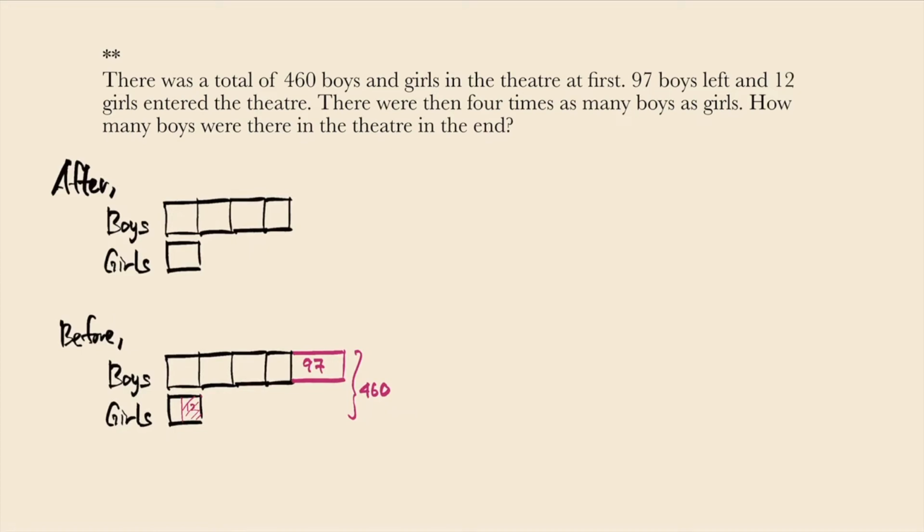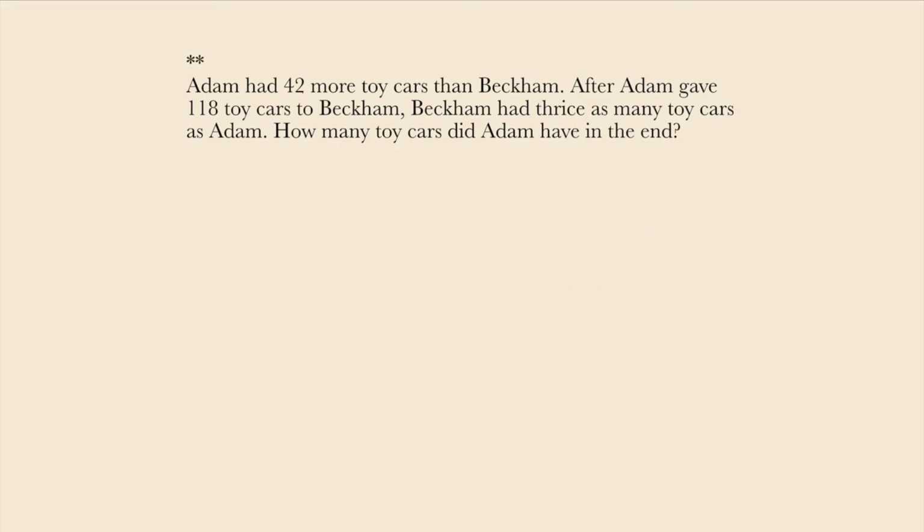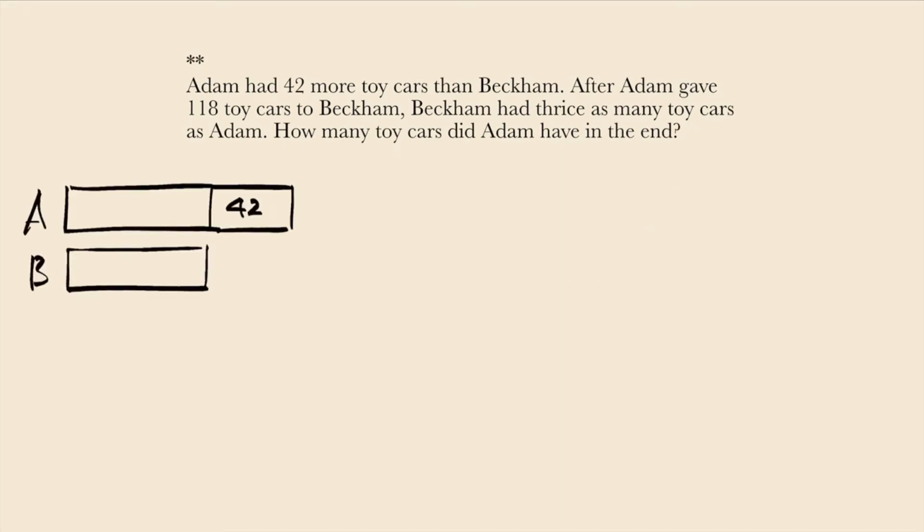Okay, so let's do that. 460, we're going to take away 97. We're going to add 12 to fill this unit up. That is 375. Therefore, 5 units is 375, 1 unit 75. How many boys were there in the end? So boys after would be 4 units, not including the 97 who left, right? So that would be 1U 75, 4 units, 4 times 75. That gives us 300.